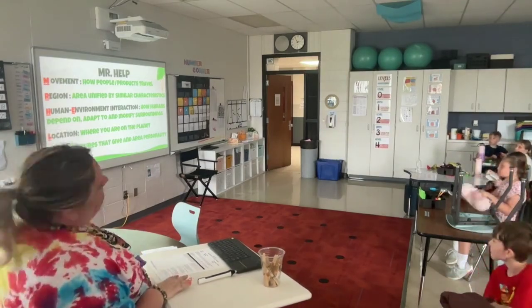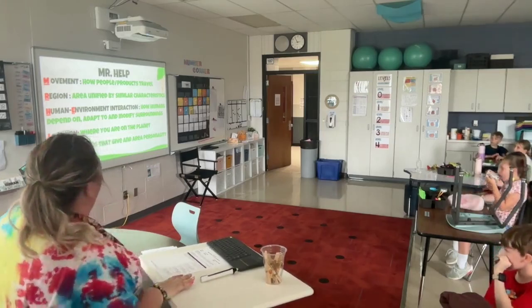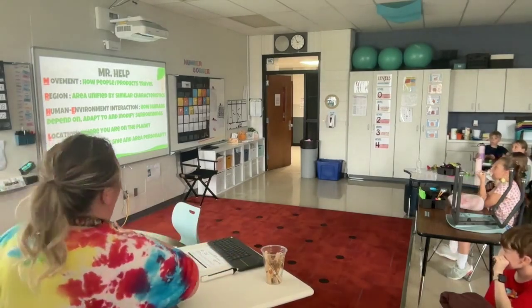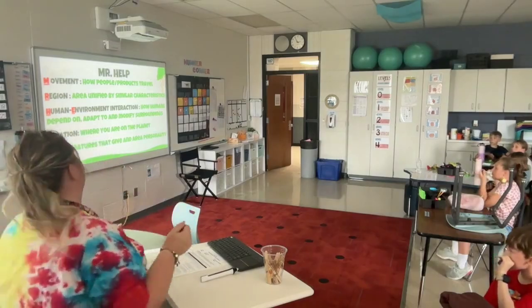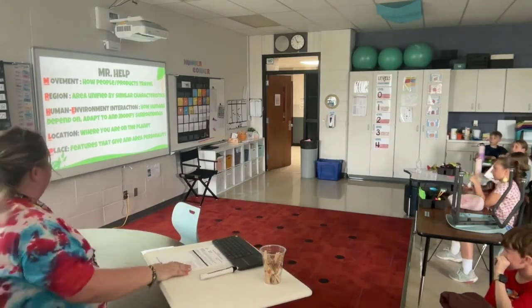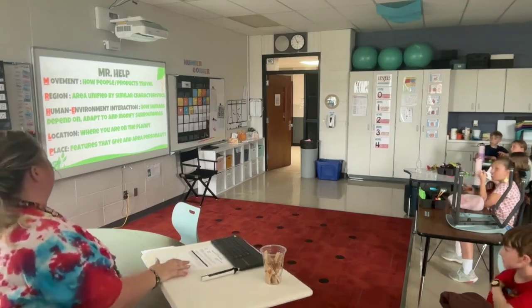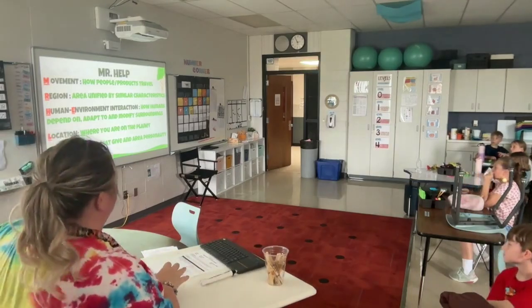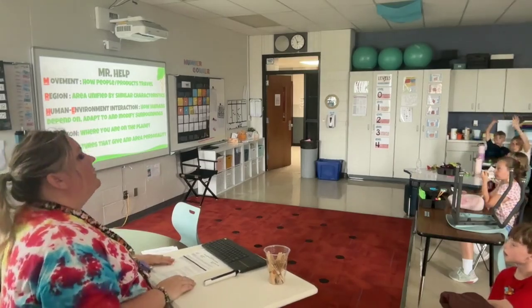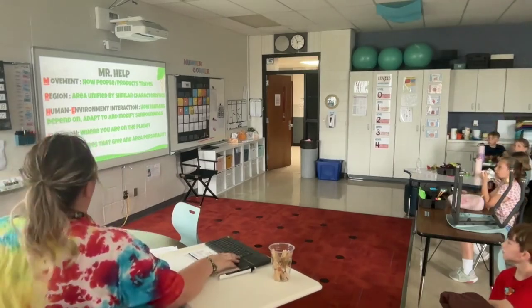Then the H and the E are part of the same one. We have human and environment interaction. So, how humans are interacting with, relying on, and modifying their surroundings. L is for location, so where you are on the planet. And P is for place, features that give an area a personality. So, what's our acronym? What do we call it at the top? Mr. Help. So we have to remember that.